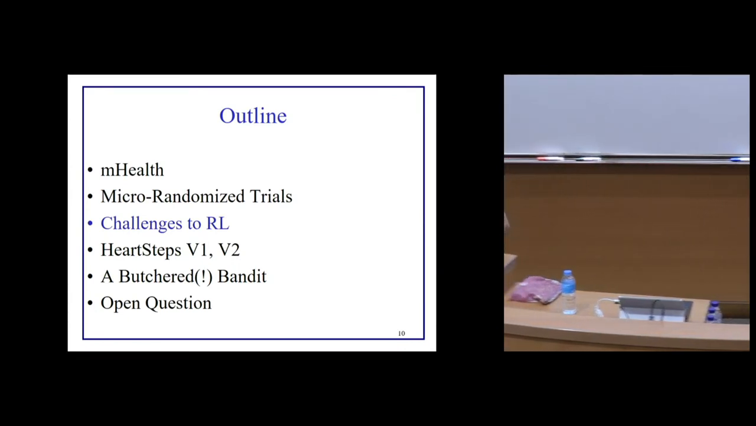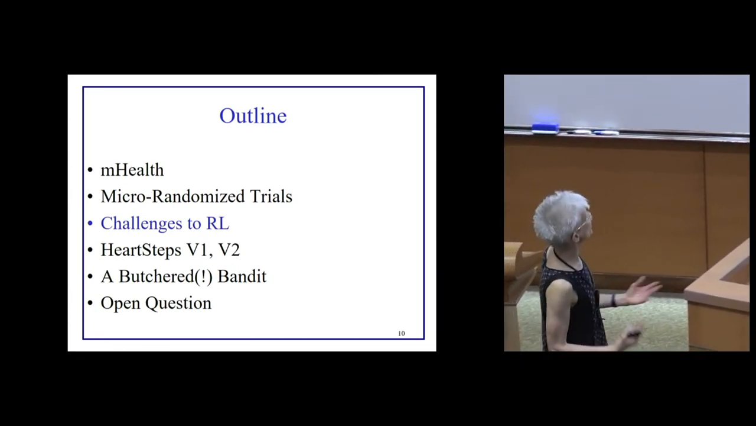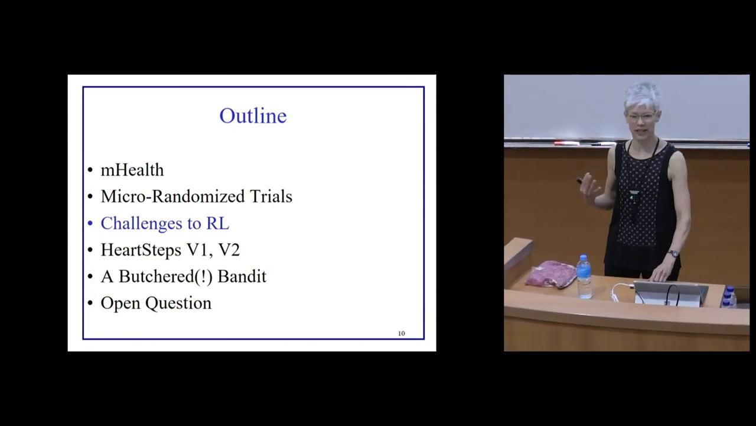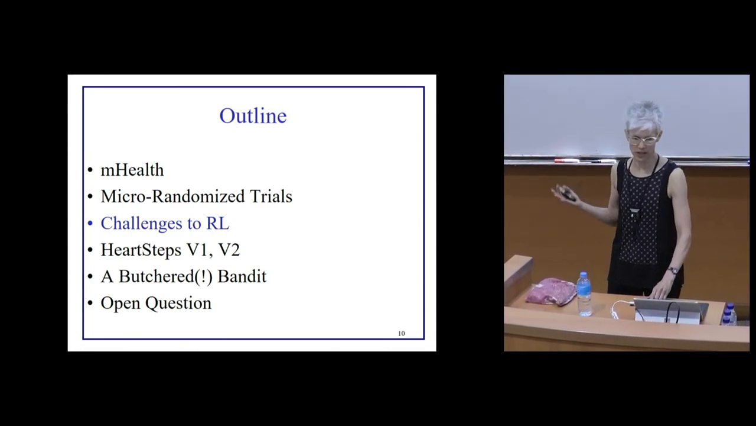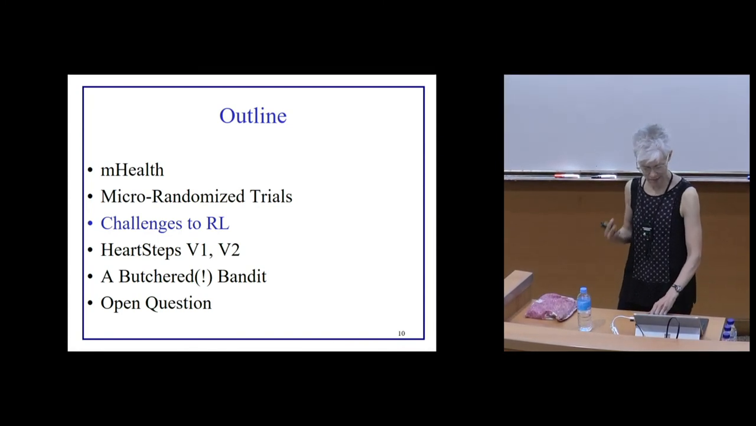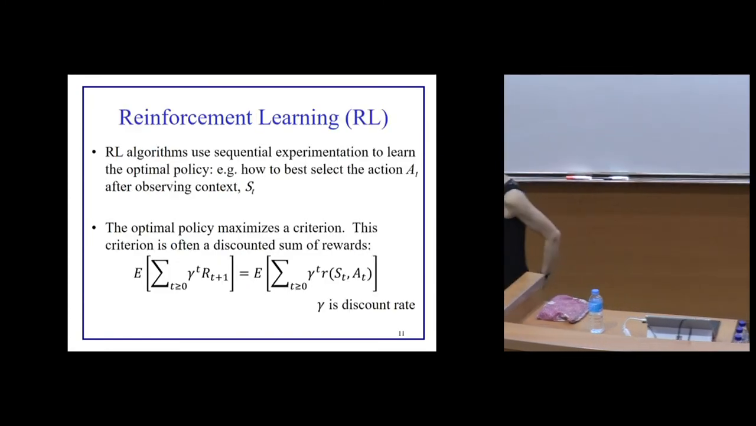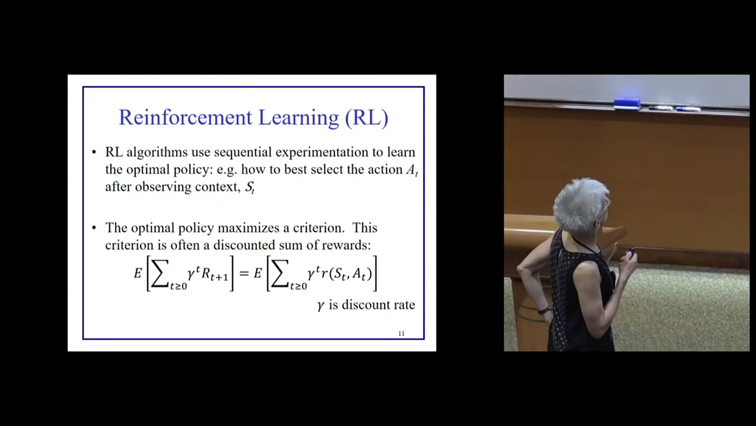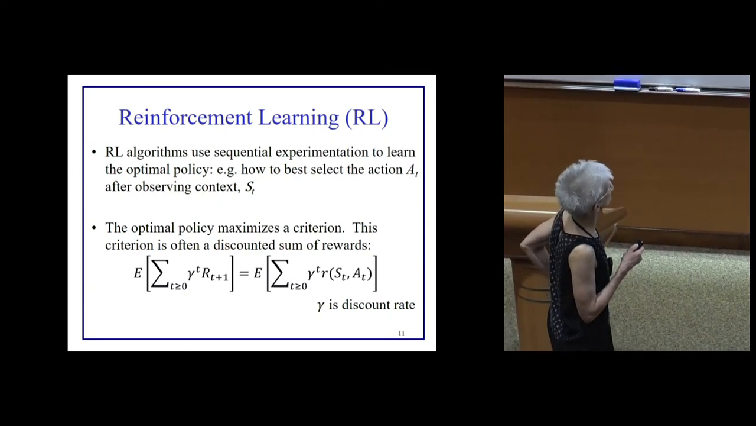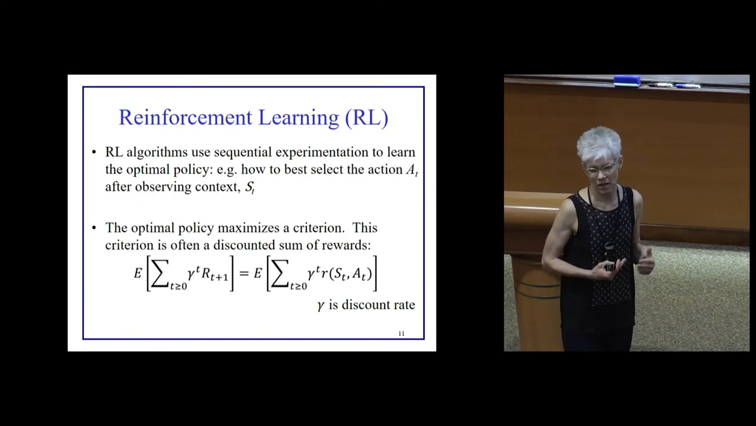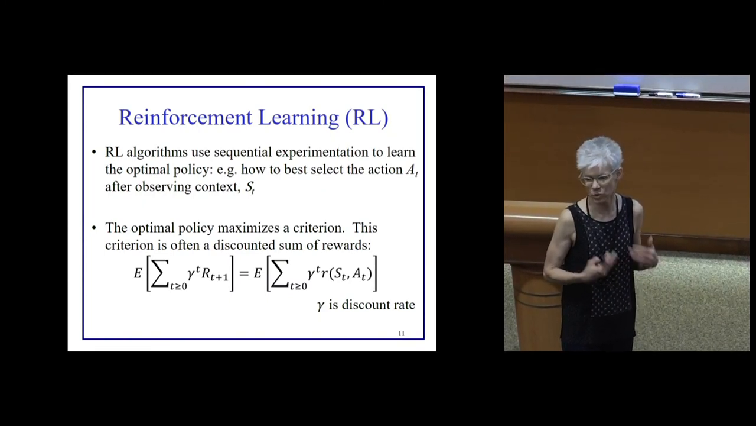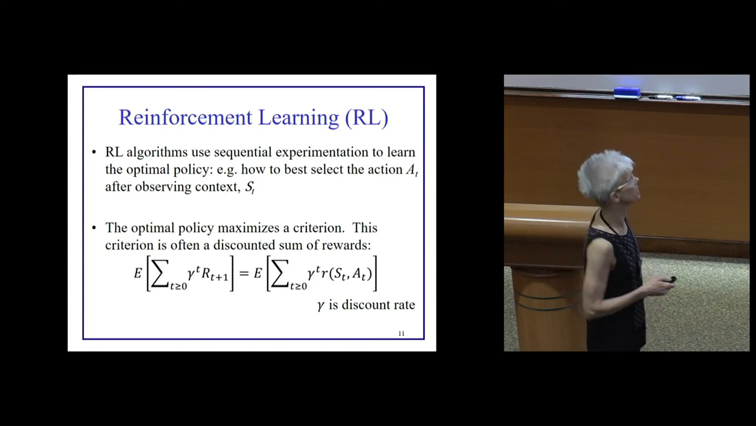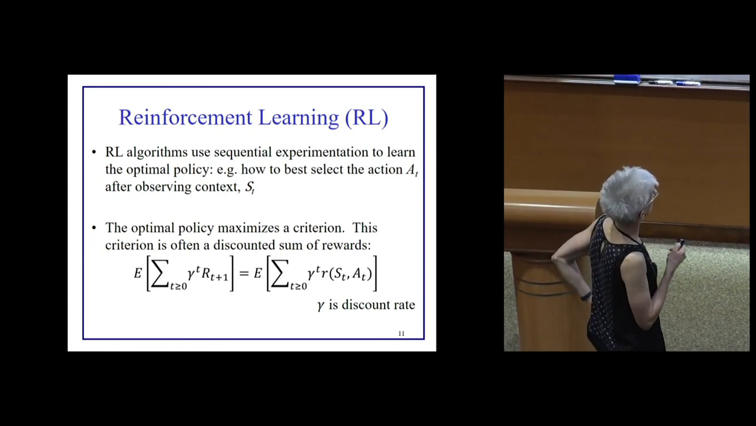So I want to go to some of the challenges for learning while you're experimenting in this setting. These were the challenges we were trying to deal with when we were designing the next round of HeartSteps, which, if you weren't here last week, you don't know what I mean, but you'll see shortly. So I just want to remind everybody what these are. All these algorithms are just a way to do sequential experimentation while you're trying to learn to choose actions. You want to choose actions in the way that's most useful for the individual, but you also need to experiment to determine that. So it's how to best select the action after observing context.